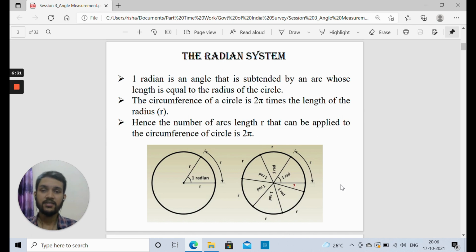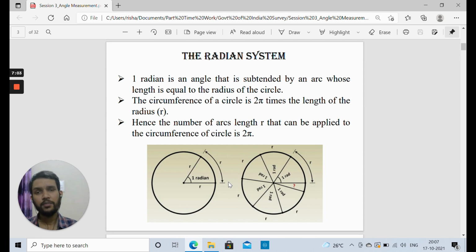1 radian is basically when, whatever the radius of the circle is, if we consider an arc that is also of the same length as the radius of the circle, then the angle subtended at the center will be equal to 1 radian, as I have tried to show in this figure also, where you can see the radius of the circle is r and the same arc length is there. So if the same arc length is there, then the angle subtended will be equal to 1 radian.